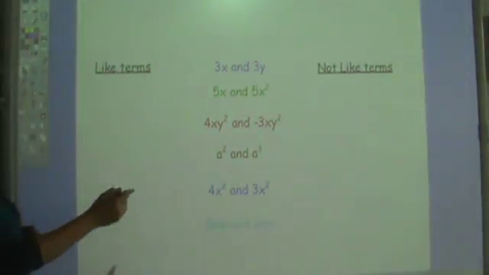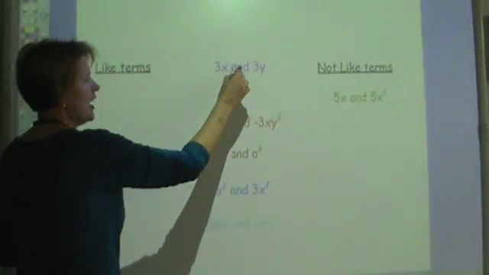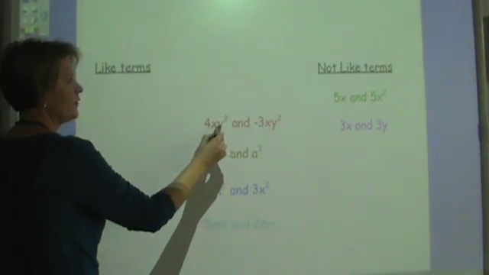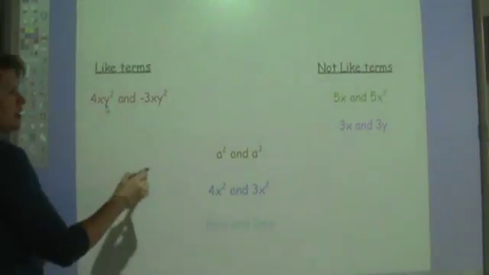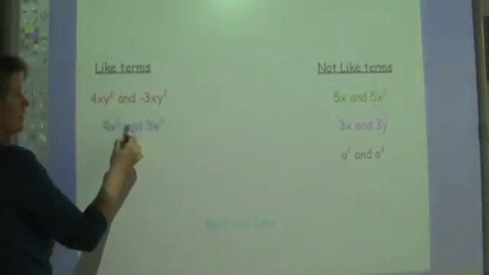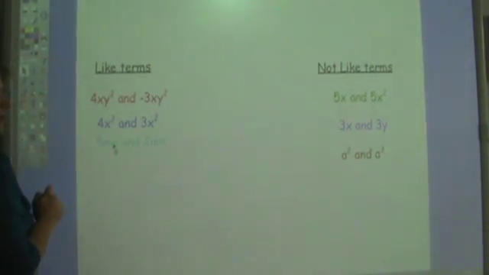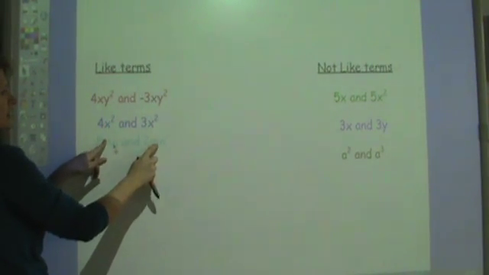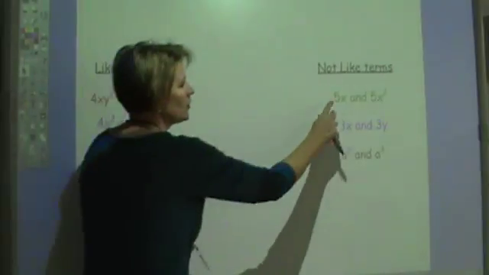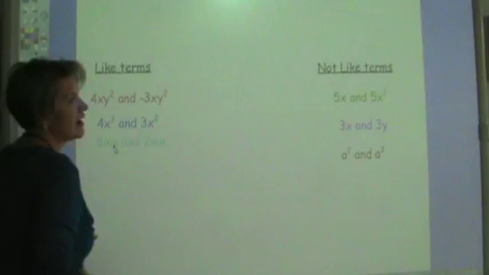Okay, so if we have to identify like terms, 5x and x squared, not like terms. 3x and 3y, not like terms. 4xy squared and negative 3xy squared, yes, those are like terms. A squared and a cubed, nope. 4x squared, 3x squared, yep. And 5mn and 2mn. Okay, so these are all, you're just looking at the variables, xy squared. Doesn't matter what that coefficient is. Okay, so right here, when the coefficient match, it doesn't matter. The x and the x squared don't match, so they're not like terms.